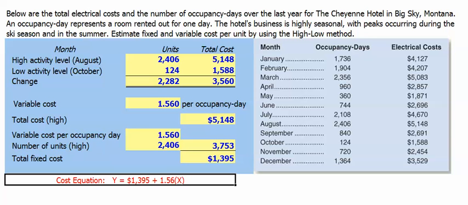Our total cost, or Y, will equal our fixed cost of $1,395 plus our variable cost, which is $1.56 per occupancy day, multiplied by our number of occupancy days, or X.